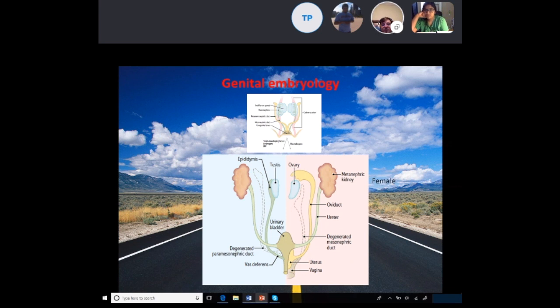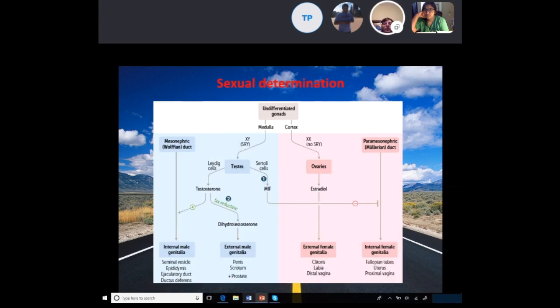Okay, so paramesonephric ducts are for females, and the mesonephric ducts are for males. So we start out with these undifferentiated gonads, and I'll start off with the default female here in pink on the right. If we have an XX female, we're going to end up with ovaries. The ovaries secrete estradiol, which will eventually create the external female genitalia, which include the clitoris, the labia, and the distal end of the vagina.